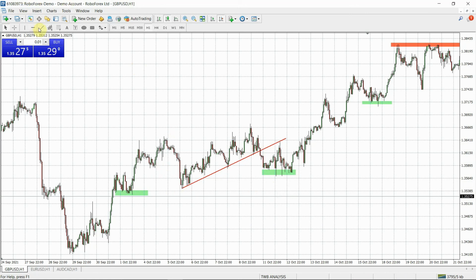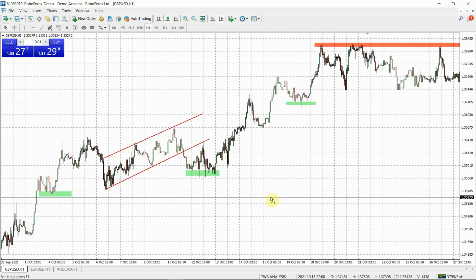When we have two trend lines, all right, one on top and one below, we call that a channel.